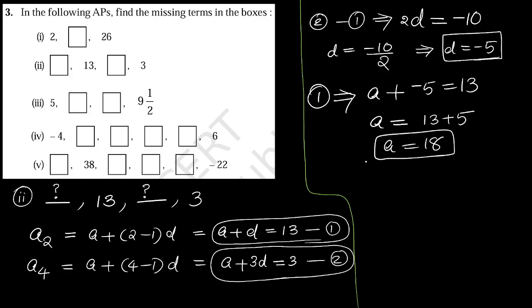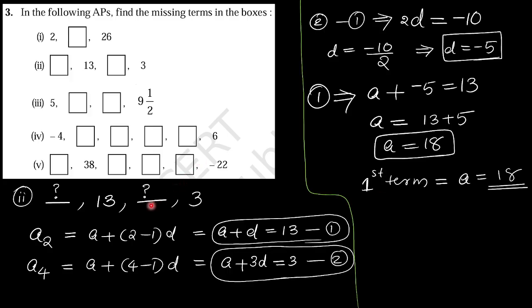Remember, A and D are required for every question. Here I want the first term and the third term. These are the missing terms. So the first term I got right now. The first term is actually A, which is equal to 18.